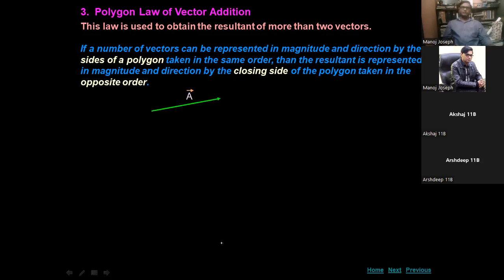Just remember this. Now suppose that we have vector A moving in a specific direction, vector B moving in another direction, and vector C moving in some different direction. Now how to add them? I will bring and attach vector B with vector A in head to tail relation. We will use head to tail relation in polygon law. And now we will close the third side, which will represent the resultant of vectors A and B. So this OQ is the resultant of vector A and vector B.